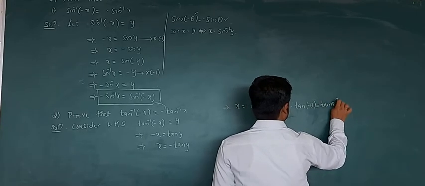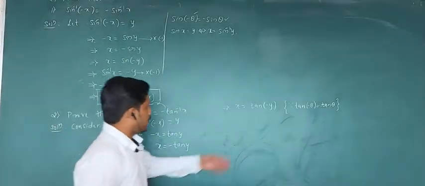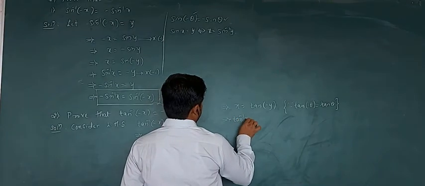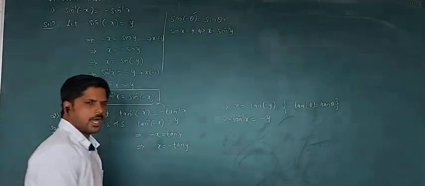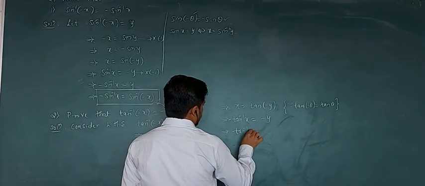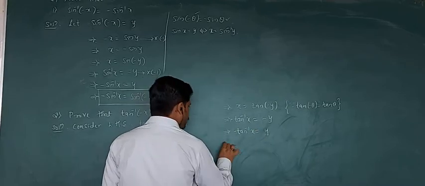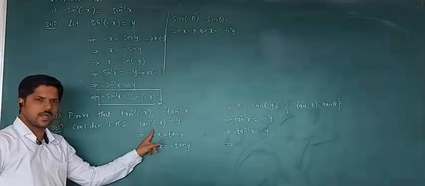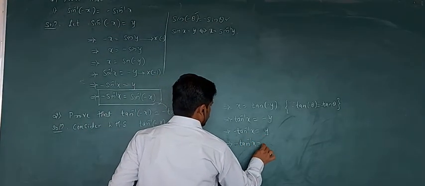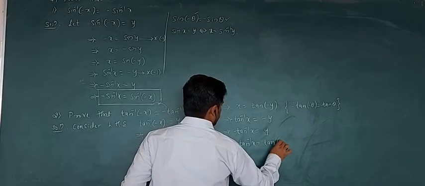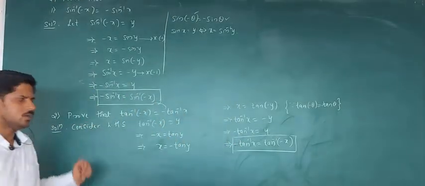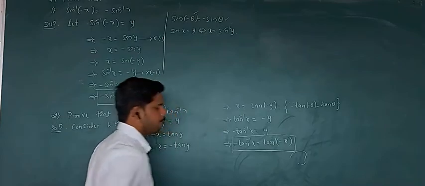minus tan theta. So again take this tan to the LHS side. We get tan inverse x is equal to minus y. Again multiplying both sides by minus 1, we get minus tan inverse x is equal to y. We know that y equal to tan inverse of minus x. So substitute it here. We get tan inverse of minus x equal to minus tan inverse of x. This is the solution of this example. Hence proved. Okay, write it down.